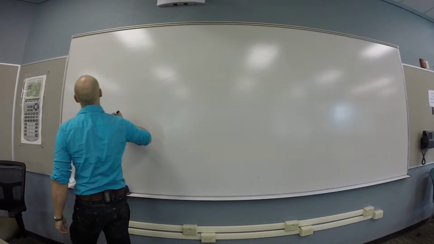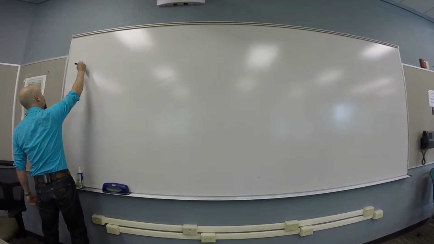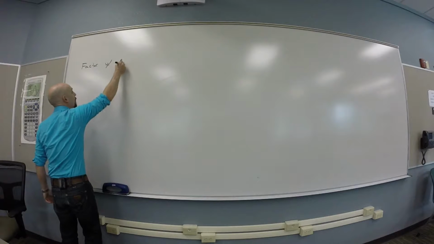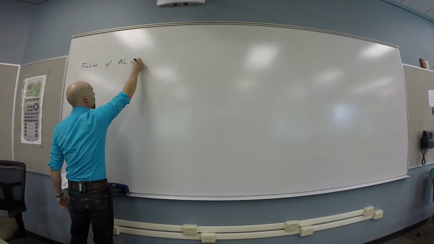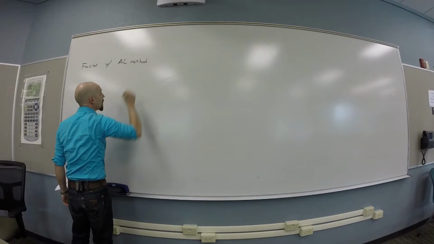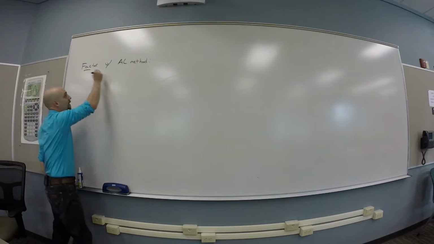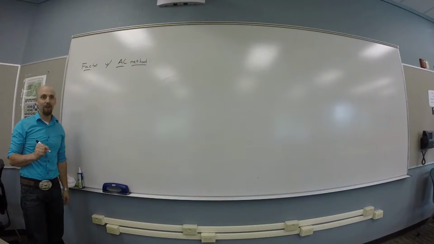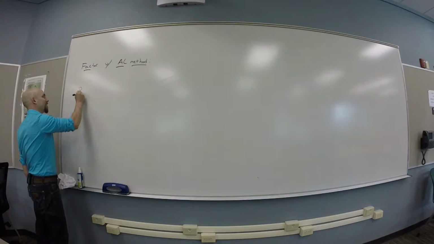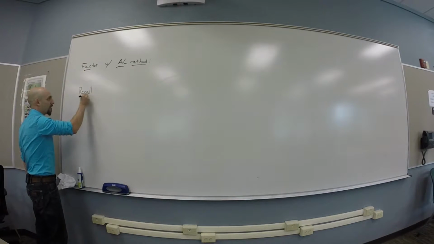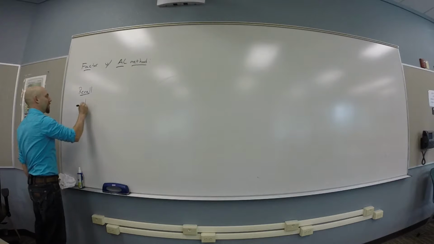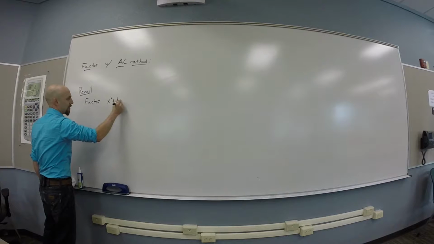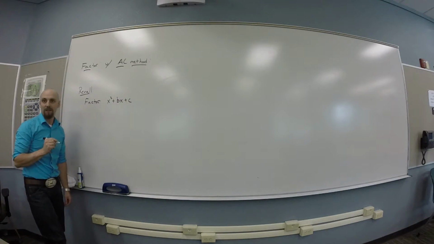Okay, so what I want to talk about is roughly factoring with what the book calls the AC method. Okay? So we might recall how to factor otherwise, right? Otherwise we had this problem that was factor x squared plus something like bx plus c, right?